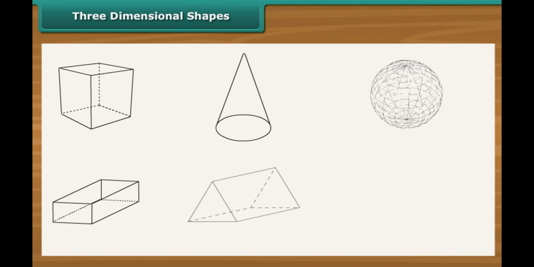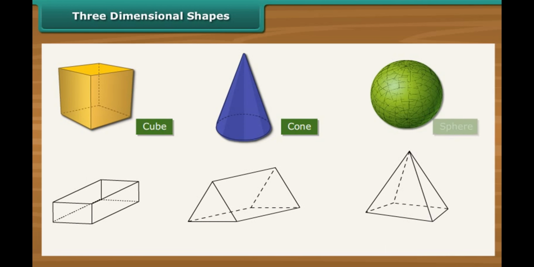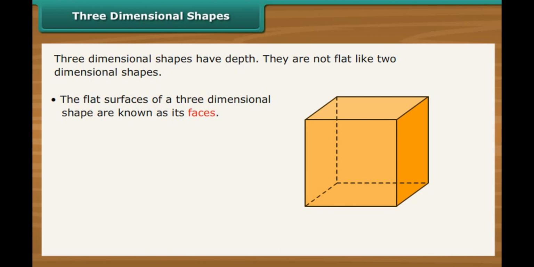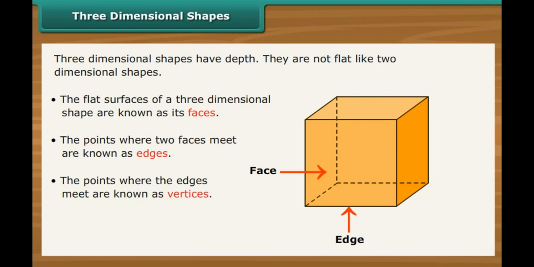Three-dimensional shapes. Three-dimensional shapes have depth. They are not flat like two-dimensional shapes. Examples of three-dimensional shapes are cube, cone, sphere, cuboid, prism, pyramid, etc. The flat surfaces of a three-dimensional shape are known as its faces. The lines where two faces meet are known as edges. The points where the edges meet are known as vertices.